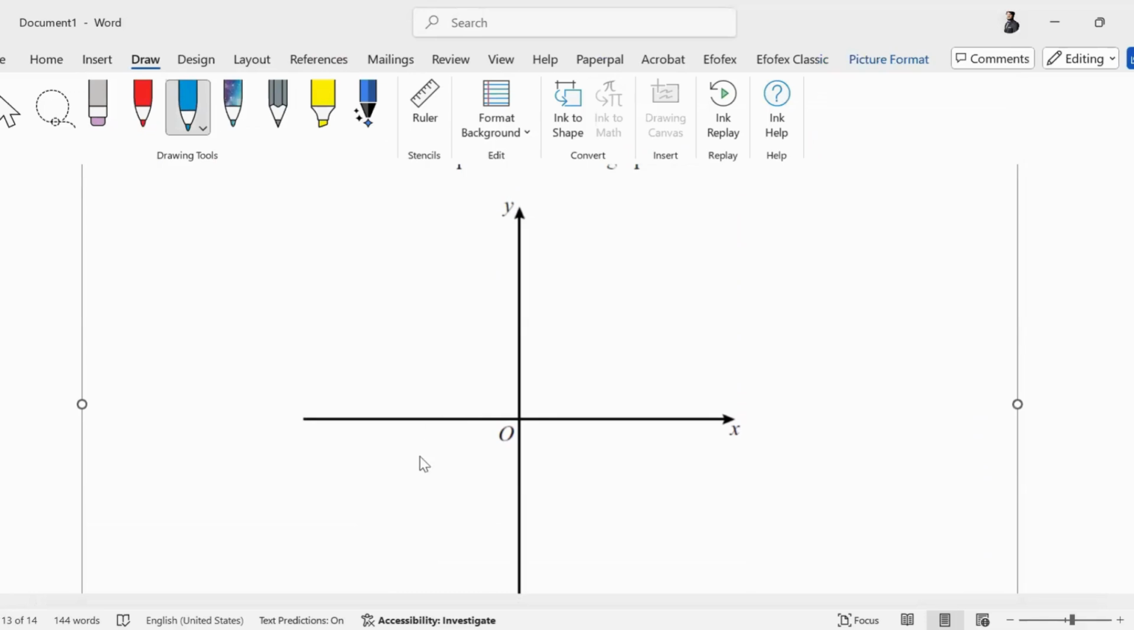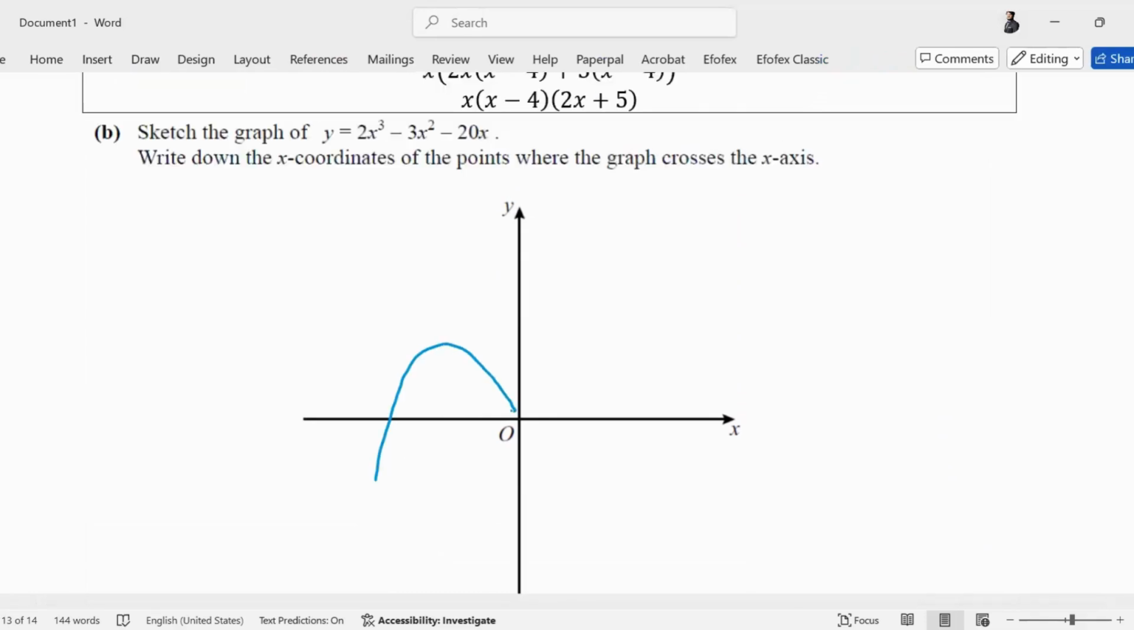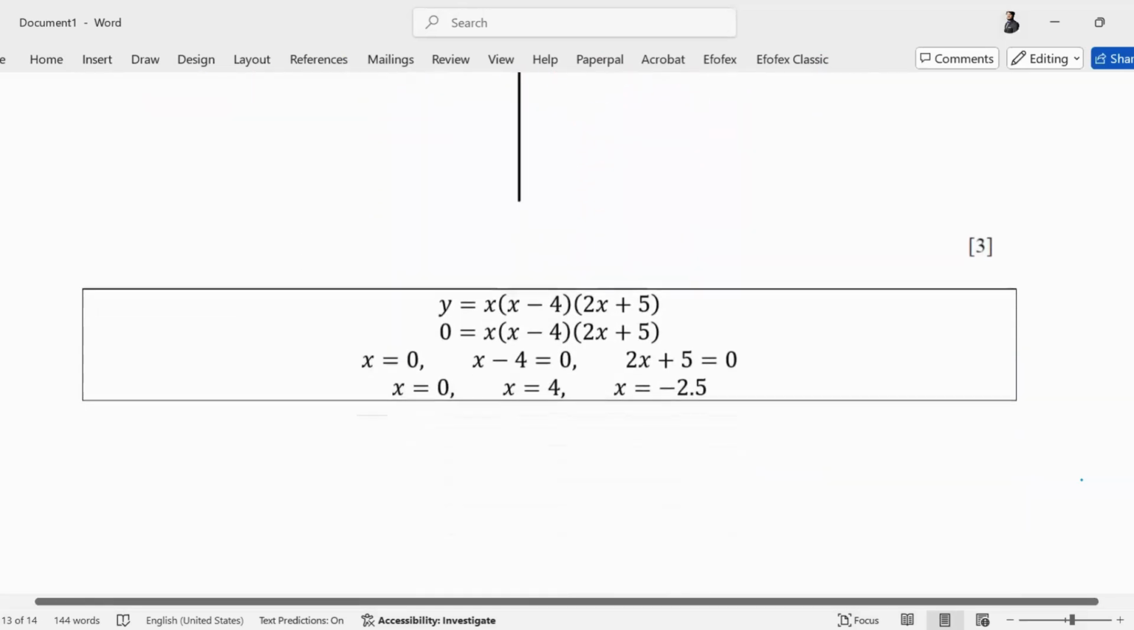So negative 2.5 will be something like this. Try to make this one further because this is supposed to be 4, this is supposed to be 0, and this is supposed to be negative 2.5. It does not have to be symmetrical. Minus 2.5 will be much closer to the y-axis than 4. So just be careful with this, and this is how you can draw your cubic curve.